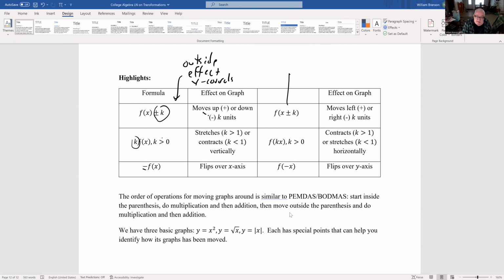Inside affects x coordinates, right? This moves it left to right. That means changing the x coordinate, adding or subtracting the x coordinate. This contracts it horizontally to or away from the y-axis. That's again affecting the x coordinates. And this is changing the sign on all the x coordinates, which flips you over the y-axis.